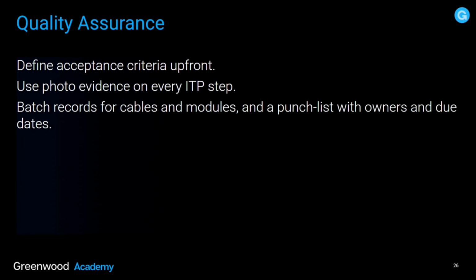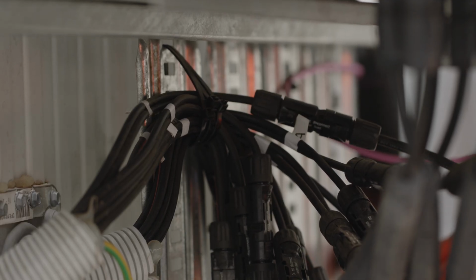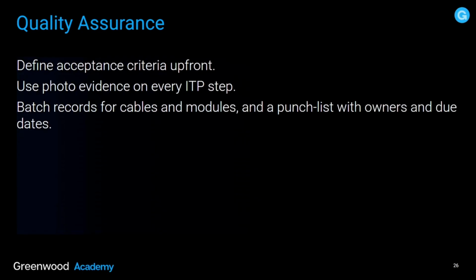Define acceptance criteria up front. Always use photographic evidence on every ITP step. Batch records for cables and modules and a punch list with owners and due dates.